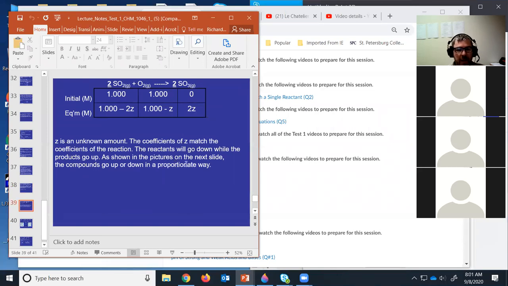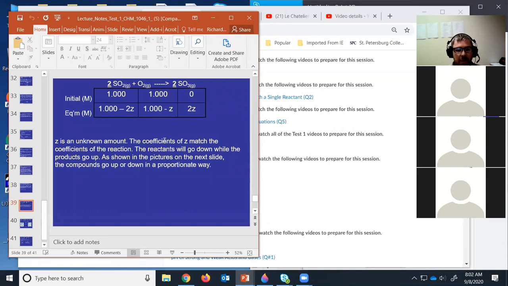So let's look at how this goes. Now, the Z here is sometimes confusing to people, but here's what you've got to be aware of. If you've got a reaction and you're starting out with just SO2 and O2, then there's only one direction that those concentrations can go, and that's down. So we know that that's why these are minuses here, a minus here and a minus here.